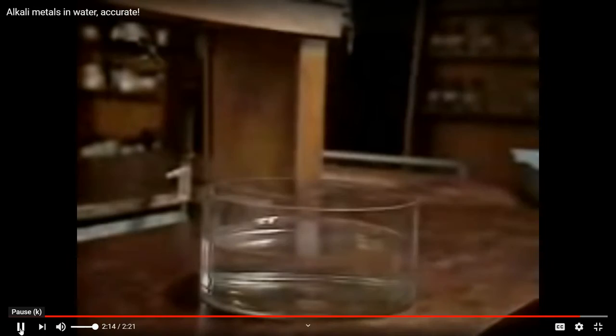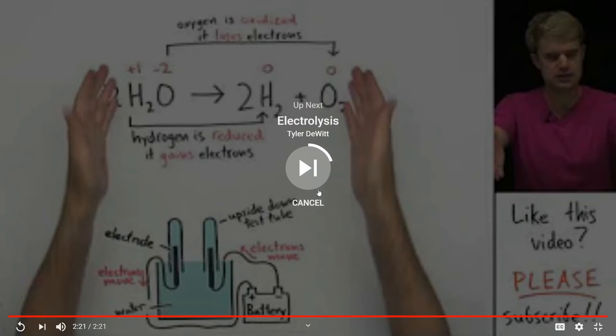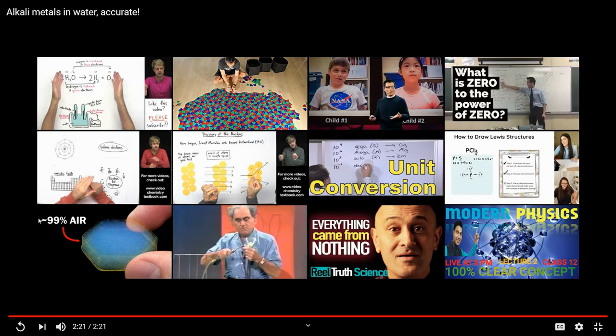Now we're going to try cesium. Our fifth alkaline metal. Okay, that becomes a lot more reactive.